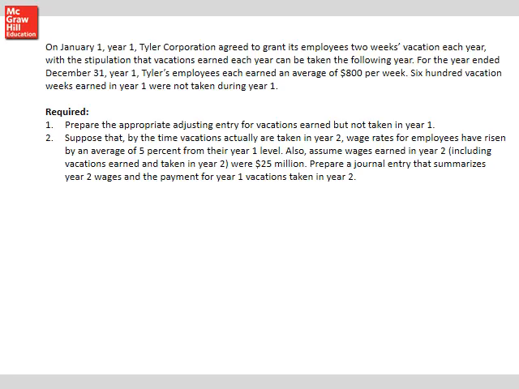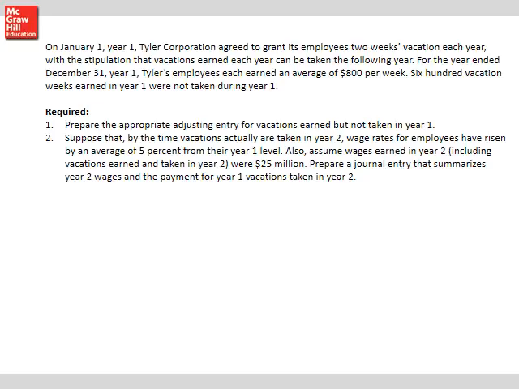All right, exercise number 5. On January 1st, year 1, Tyler Corporation agreed to grant its employees 2 weeks vacation each year with the stipulation that vacations earned each year can be taken the following year. For the year ended December 31st of year 1, Tyler's employees each earned an average of $800 per week. 600 vacation weeks earned during year 1 were not taken during year 1. Prepare the appropriate adjusting entry for vacations earned but not taken in year 1.